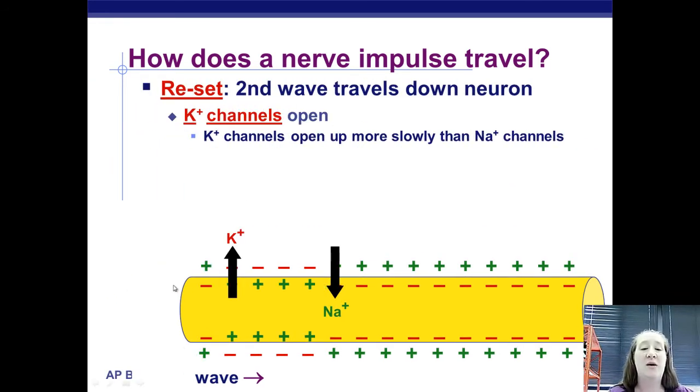Okay, the second set. Once the sodium has started to move down the neuron, behind it, the neuron's going to start resetting itself. So before the neuron has even fully finished firing, the beginning of the neuron is already resetting to get ready for the next one. That's why you can feel a stimulus over and over again, because your nerves can reset very, very quickly, because before the first stimulus is even done being sent, the cell is getting ready for the next one. So how do they reset?